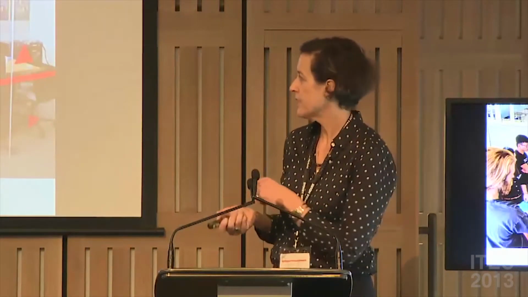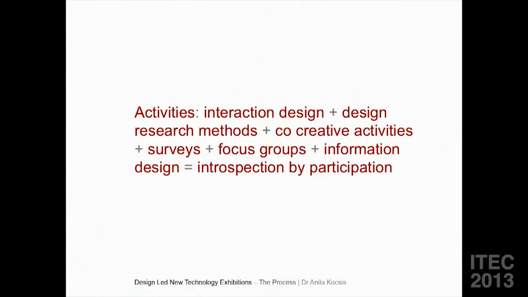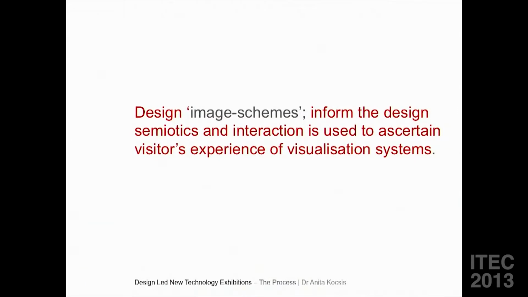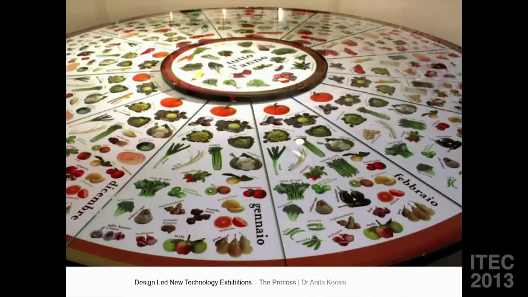So the types of activities are design, research-led methods, contextual inquiry, paper prototyping, action painting, this sort of stuff, in order for us to figure out how do we get introspection by participation. And so we went back to the concept of image schemas, and they inform these design semiotics that we use to understand the visualisation of these systems.